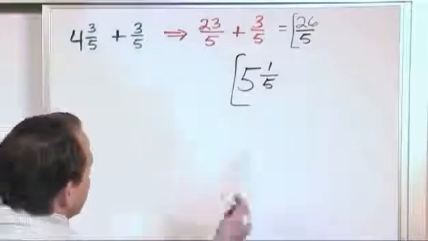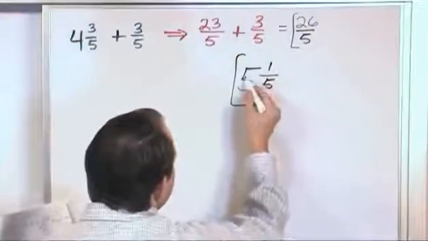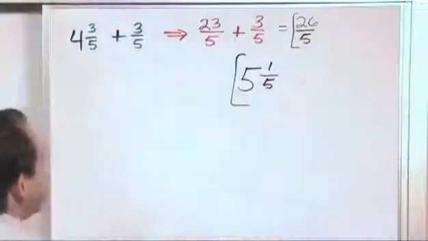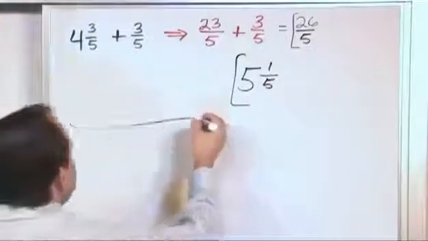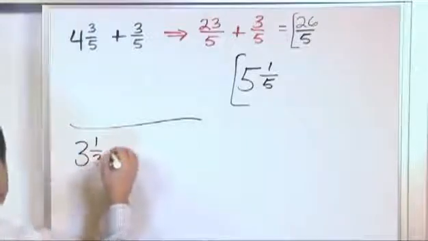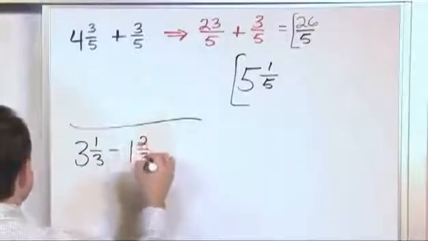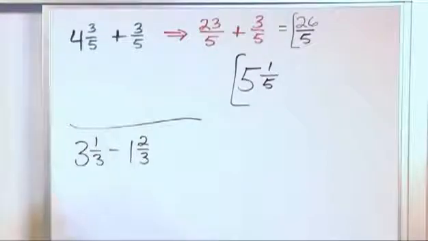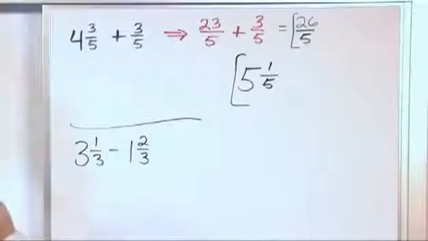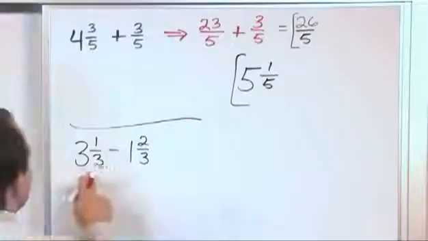And if you want to check your work, you can always go backwards. 5 times 5 is 25, plus 1 is 26 over 5. So it checks. Okay, you can always go backwards and check in algebra. Almost always. What if you had 3 1/3 minus 1 2/3? Okay. Then, again, it's going to be easier for you just to convert both of these mixed fractions to improper fractions. So we'll work with this one first.